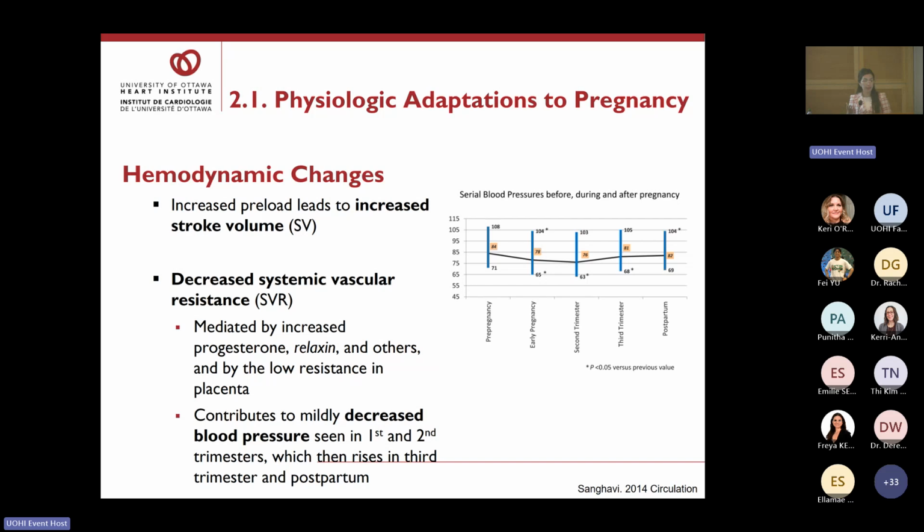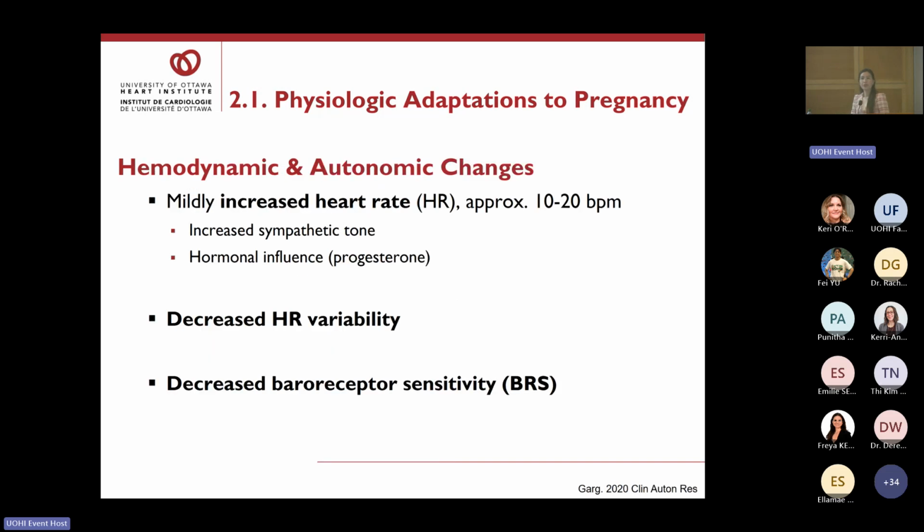When you increase your preload, you're going to have an increase in your stroke volume, which is what you want. And there's a marked decrease in systemic vascular resistance. This is mostly related to increasing progesterone and relaxin and other biomarkers, and also because the placenta is a very low resistance circuit. This is going to lead to a mild decrease in blood pressure. The biggest effect is seen in the first trimester, and then there's a nadir in the second trimester. And then we're going to see a rise in the blood pressure towards the end of pregnancy and certainly in the postpartum period. There's also changes to the autonomic system. So we're going to have a small increase in our heart rate.